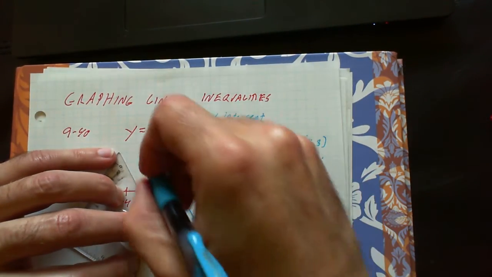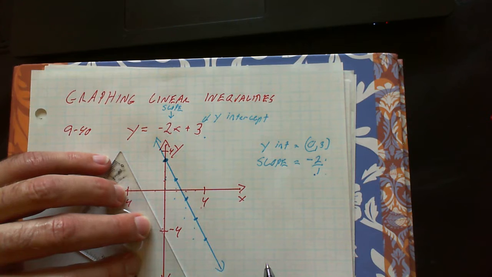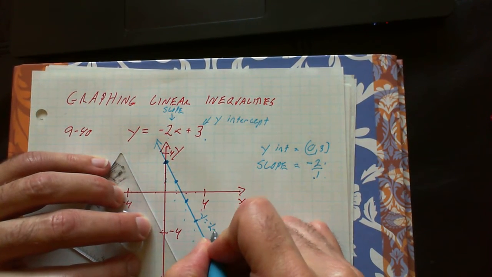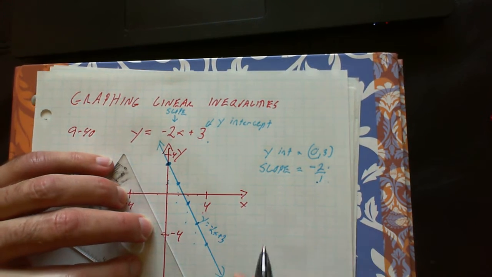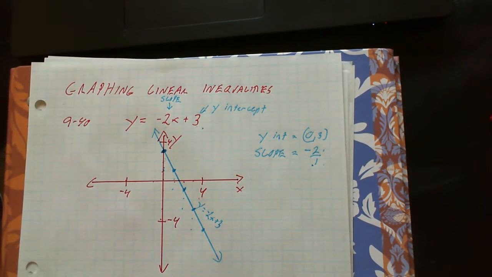And then there we go. There is our line. This is y equals negative 2x plus 3. Now the book asks you an interesting question. Okay, so this is review. We haven't started graphing inequalities yet, but this is review.